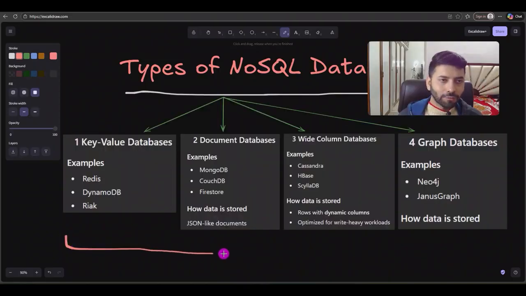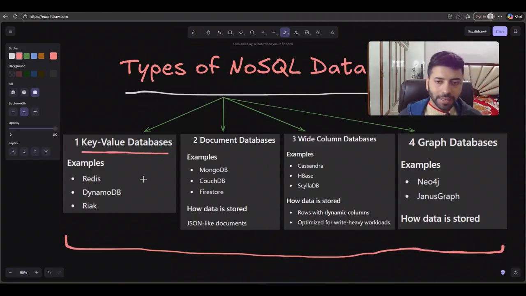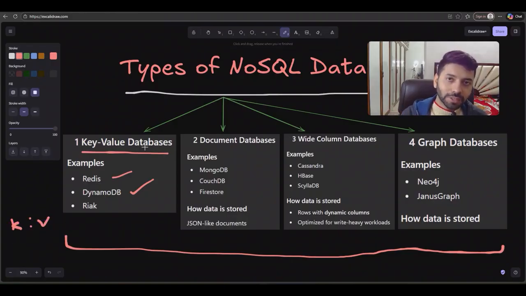Alright, so these are the four major types of NoSQL database. First one is the key value database. Some of the examples are Redis, which is very famous. Another example is DynamoDB. Okay, a key value database stores data in terms of key value pairs, just like a hash map or dictionary, right? You have the key and corresponding to that you keep the value. In a similar way, key value databases also keep the data in key value pairs.